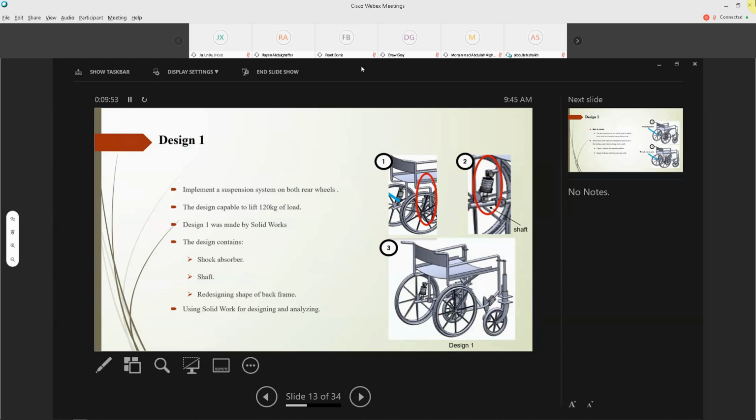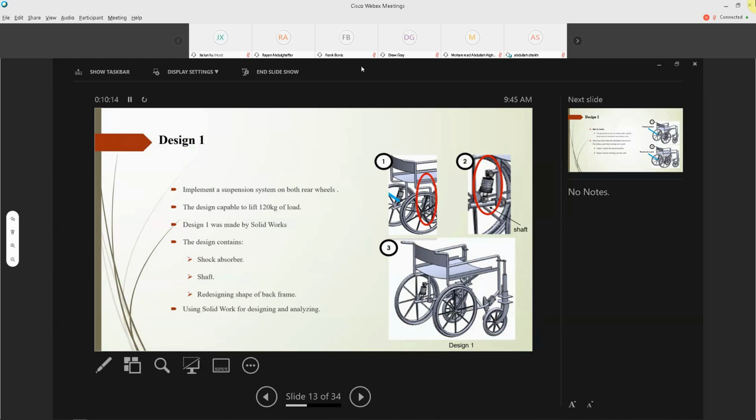Our design has the capability to lift 120 kilograms of load while keeping the chair parallel to the ground. Also, implementation of a rear suspension system will allow the disabled person to avoid back pain and be much more comfortable in usual daily transport from one place to another.